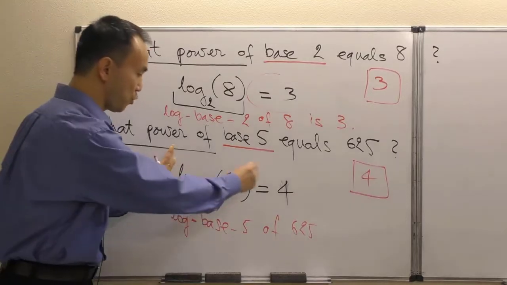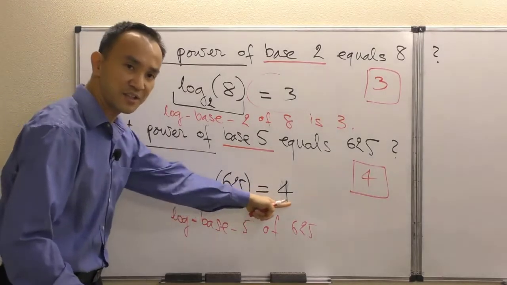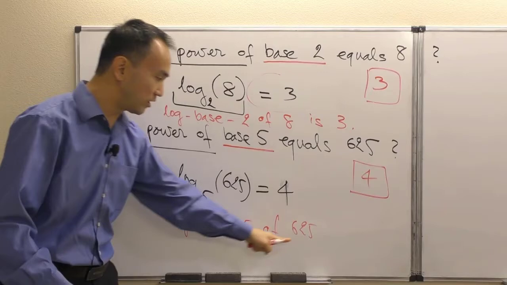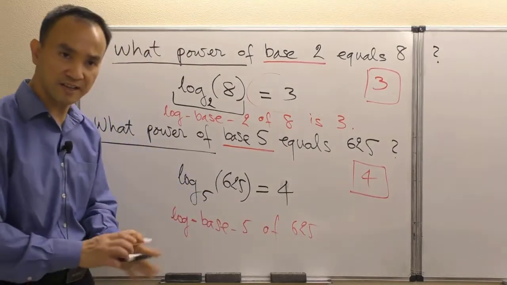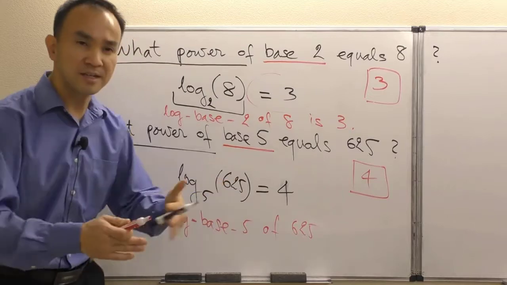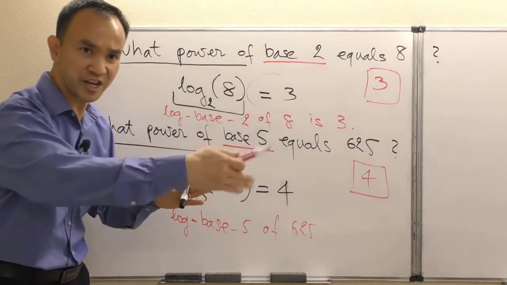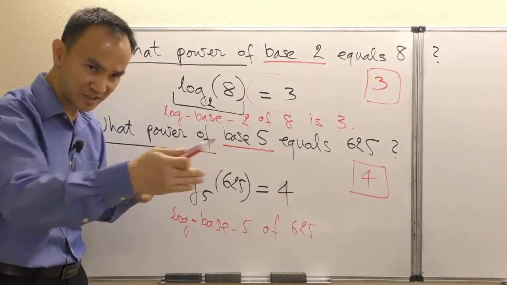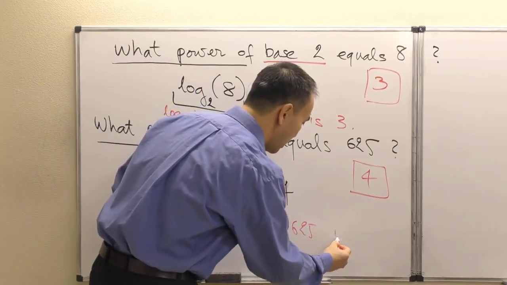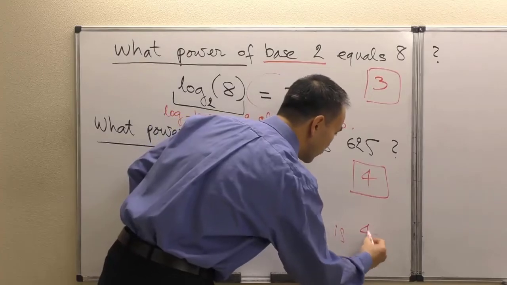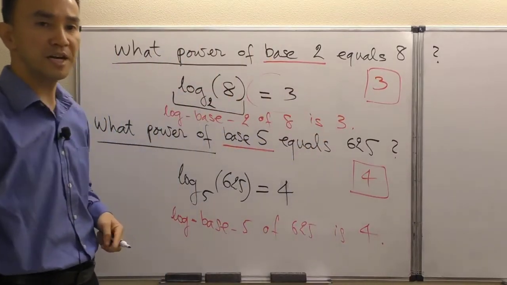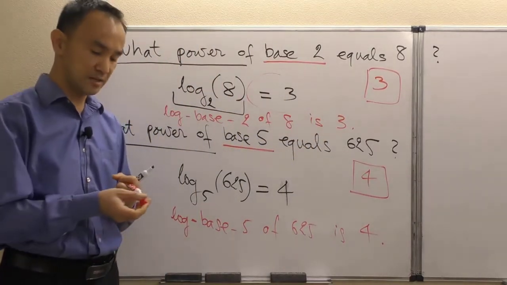So, question and answer. Here's only the question so far: log base 5 of 625, that's the question. In a complete question and answer statement, I'm saying log base 5 of 625 is 4.